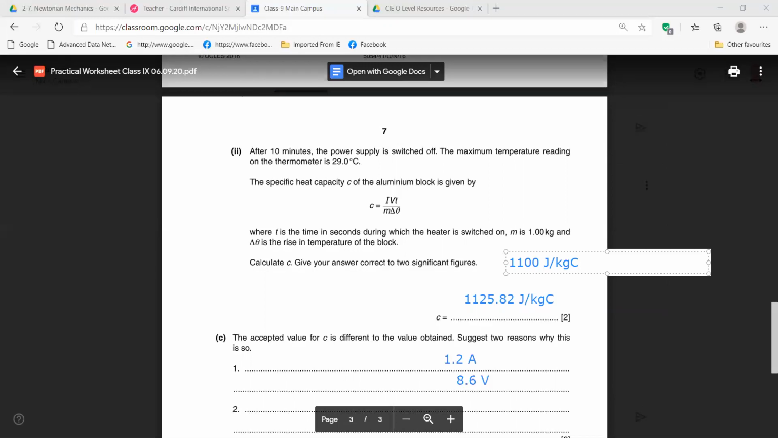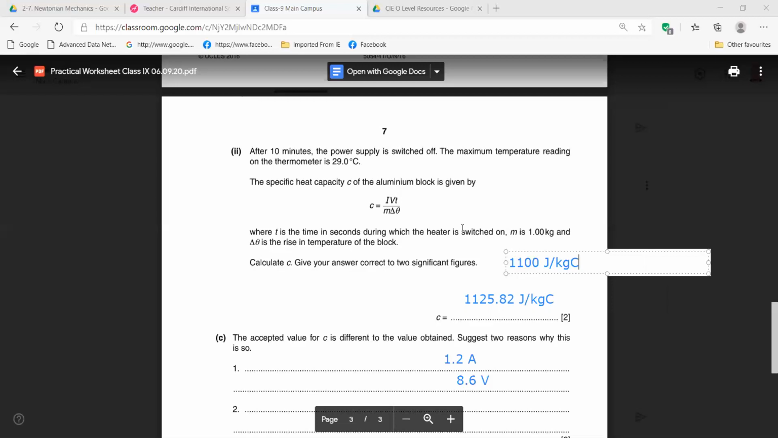Now the last part. Can you read? The accepted value for C is different to the value obtained. Suggest two reasons why this is so. It is for all factors, right? When you are measuring the temperature, there might be some problems. When you are measuring the time, there might be some problems. When you are measuring the current and voltage, also some problems. For these issues, we might have a different value.